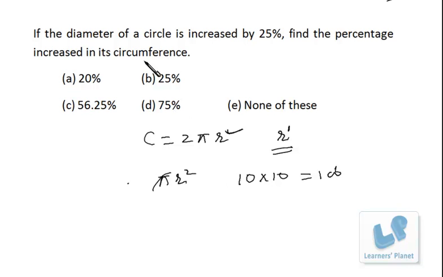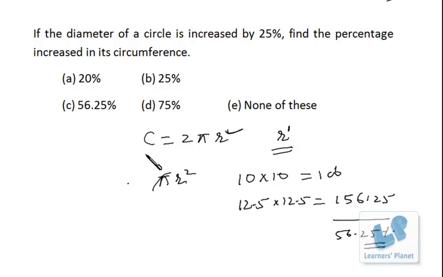Now if the diameter is increasing by 25%, that means radius is also increasing by 25%. So what will be the new radius? That will be 12.5, this is also 12.5. So in all it will be 156.25. So what's the increase? It's 56.25%. So if you are asked about the percentage increase in circumference, then it will be the same, that is 25%. And if you are asked about percentage increase in area, then it will be 56.25%. Okay, I hope you are getting me.